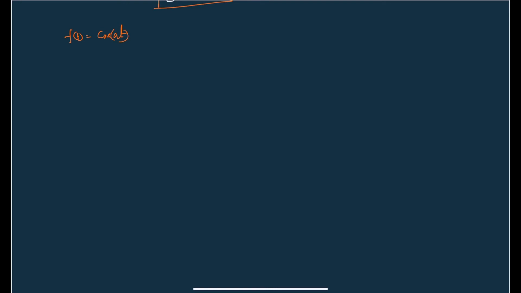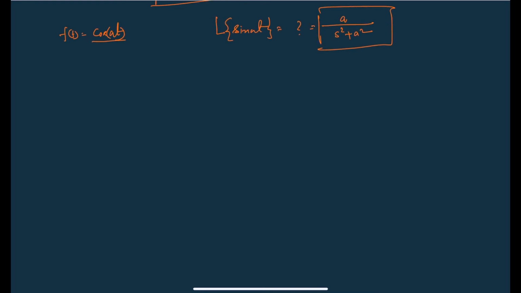Using the Laplace transformation of cos a t, we need to find the Laplace transformation of sin a t. We remember that the Laplace transformation of sin a t is a by s square plus a square. Okay, after Laplace transformation this is going to be like this, so we need to derive it here.